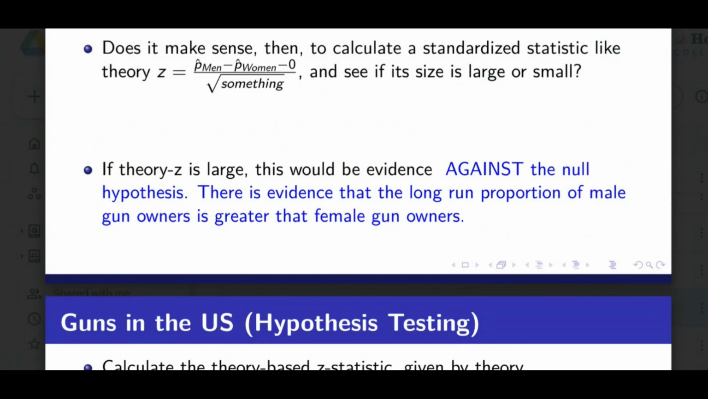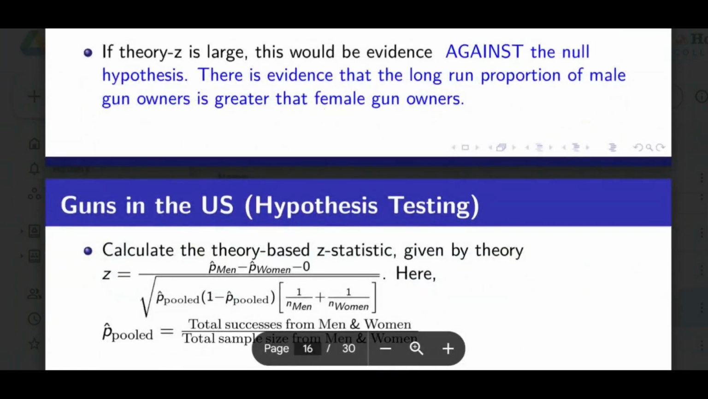So if your Z is large, it means that men and women are quite different when it comes to gun ownership in the sample. It is so big that this should give you evidence that maybe in the population there is a difference. It's not the same. Reject this hypothesis. There's evidence against the same hypothesis like that. Right?